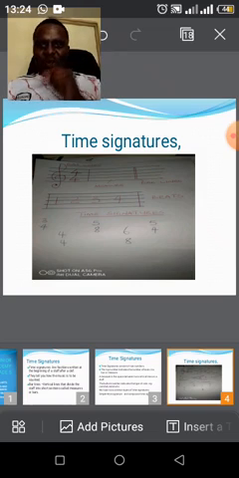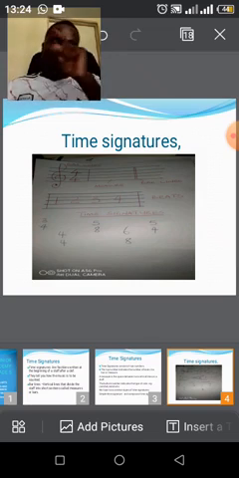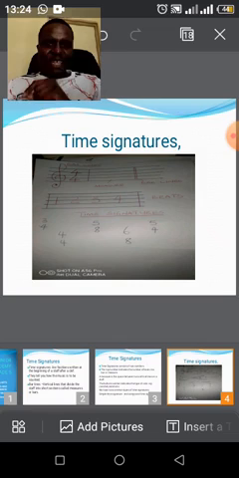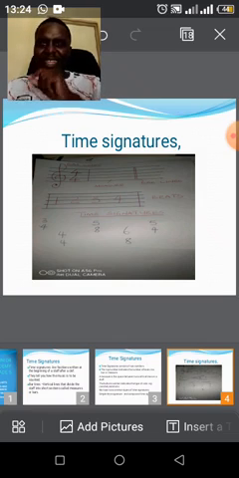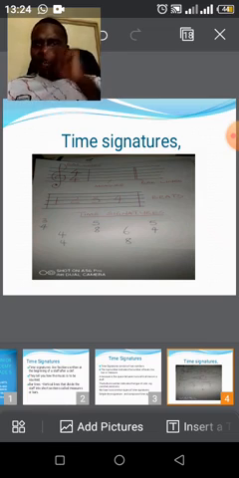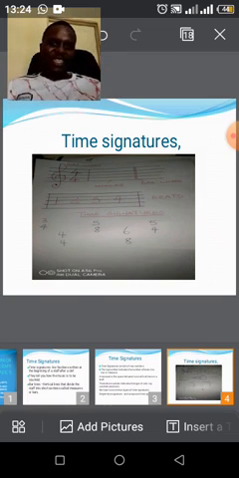So, with a crotchet, we must have 4 beats, 1, 2, 3, 4, to have a whole note, to have a semibreve. Likewise, with a semiquaver, we must have 16 notes to make a whole note.